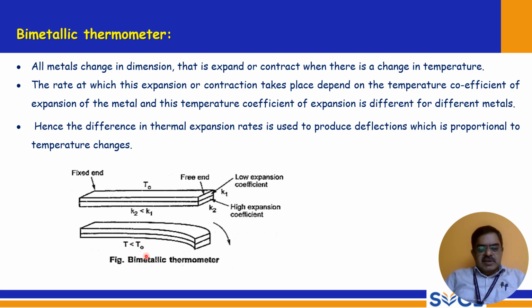So this is T naught, the normal temperature. T is lesser than T naught. When T is lesser than T naught, then it bends like this. So this is how a bimetallic thermometer works. This deflection is directly proportional to the temperature, and it can be measured using any other device like an LVDT or some other measuring device.